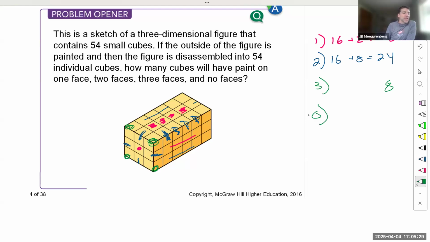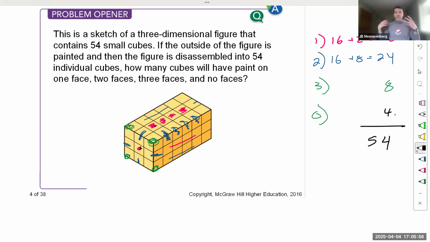And then none. We're the ones that are not going to get painted at all. They're on the inside of this figure. They're right beneath these 4. 1, 2, 3, 4. It's right behind this one. And there's only 1 layer. So it's the 4 that are beneath these 4 right here. And so that is 4. Let's double check. 18 plus 24 is 42, plus 8 is 50, plus 4 is 54.